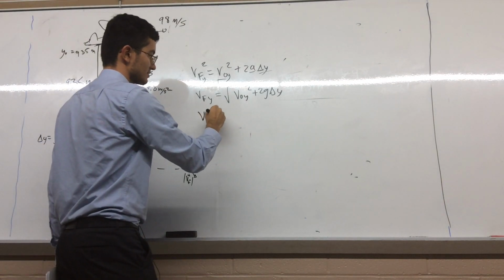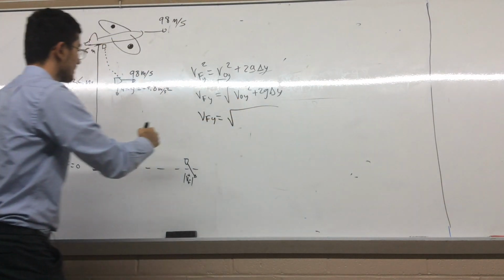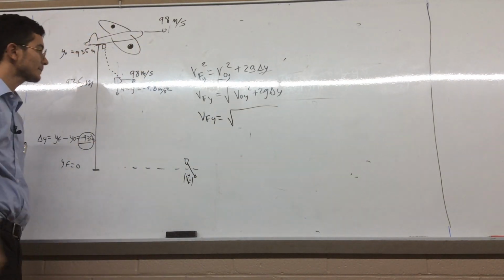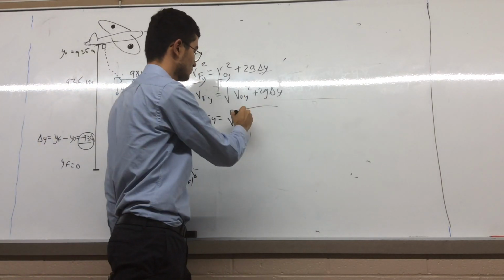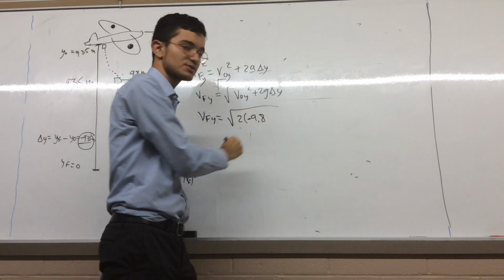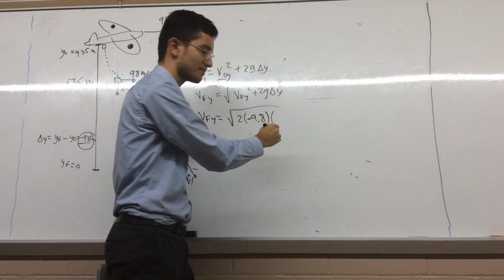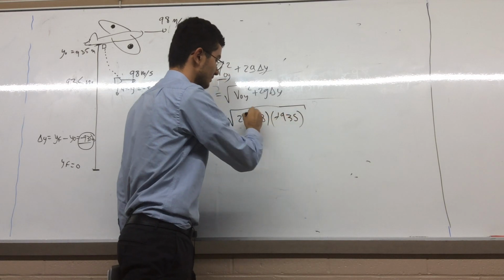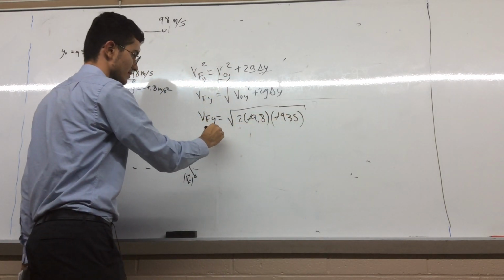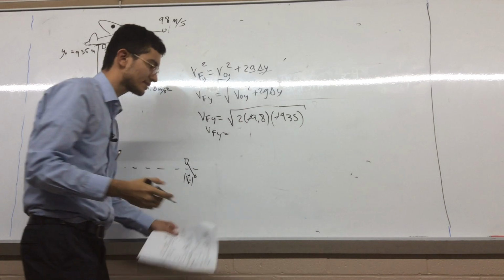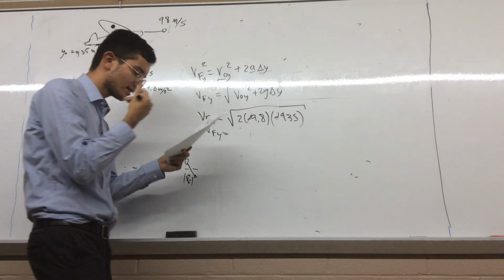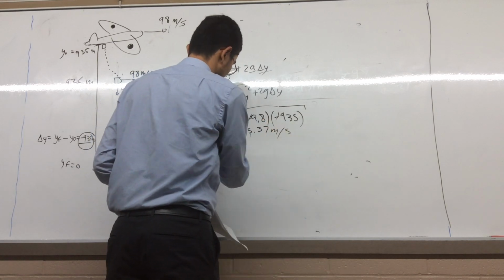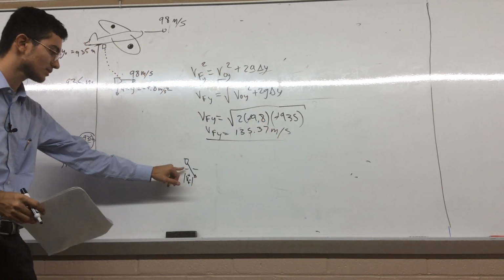So V final y is equal to the square root of V0y, which is 0, right? Because right over here, the y velocity is 0. So that's going to be 2 times negative 9.8 meters per second squared, multiplied by negative 935. Negatives cancel out. That's a good thing. So V final y is equal to the square root of that, which is 135.37 meters per second. But this is the y velocity right before it touches.